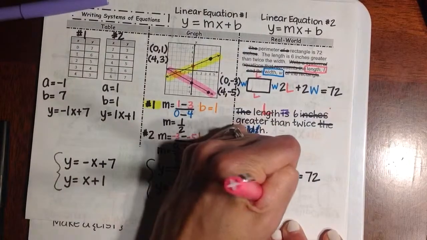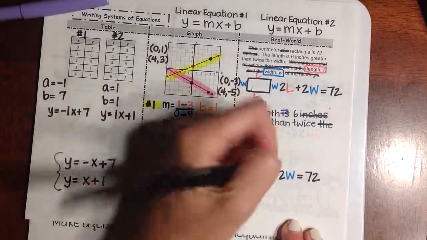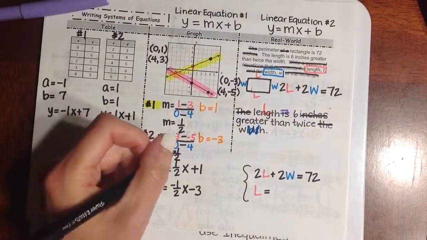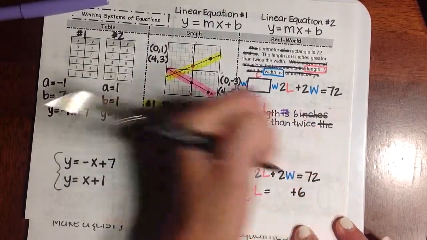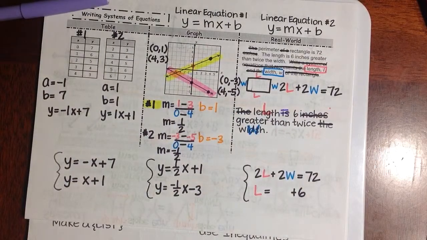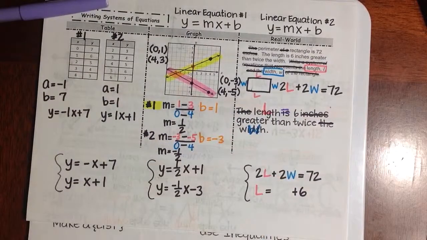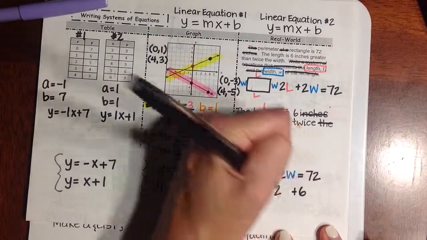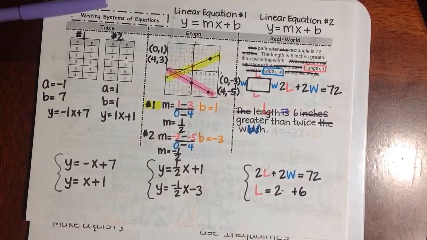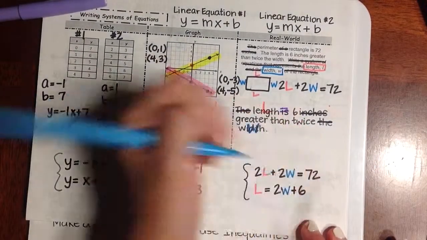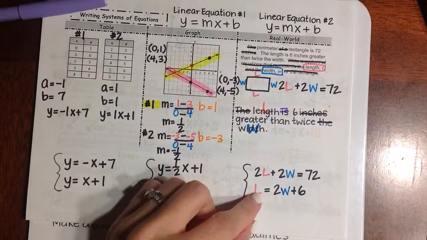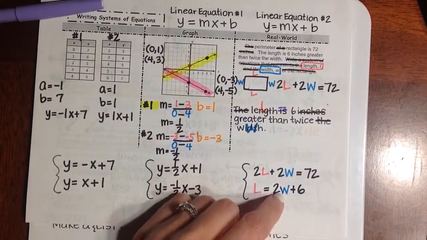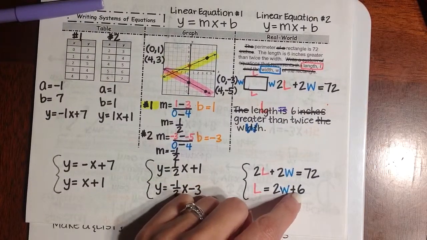We're going to have L equals, now if you're adding 6, you do it after, so we're actually going to put the 6 greater than at the end. We're going to add 6. Well, what are we adding 6 to? Twice. Twice what? 2 times W. So our last equation, to write the length is 6 inches greater than twice the width. In math, we would say the length is equal to 2W plus 6.